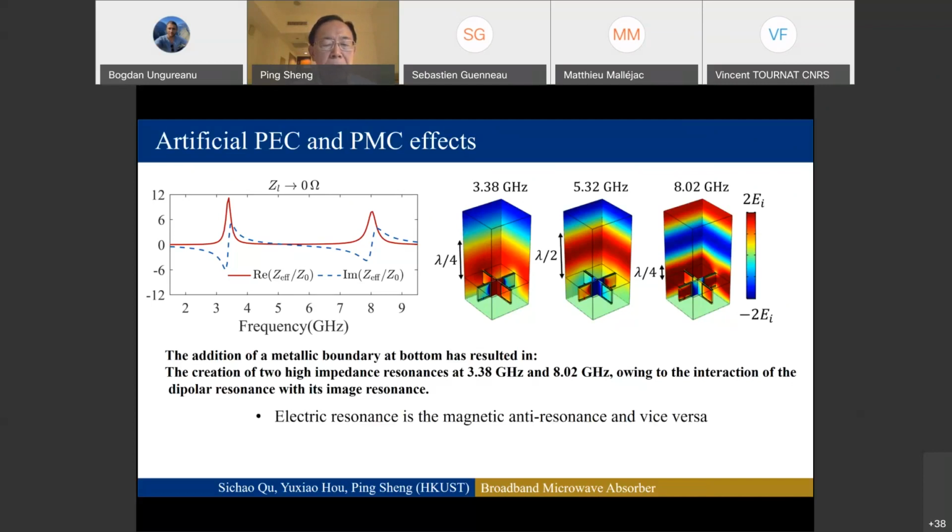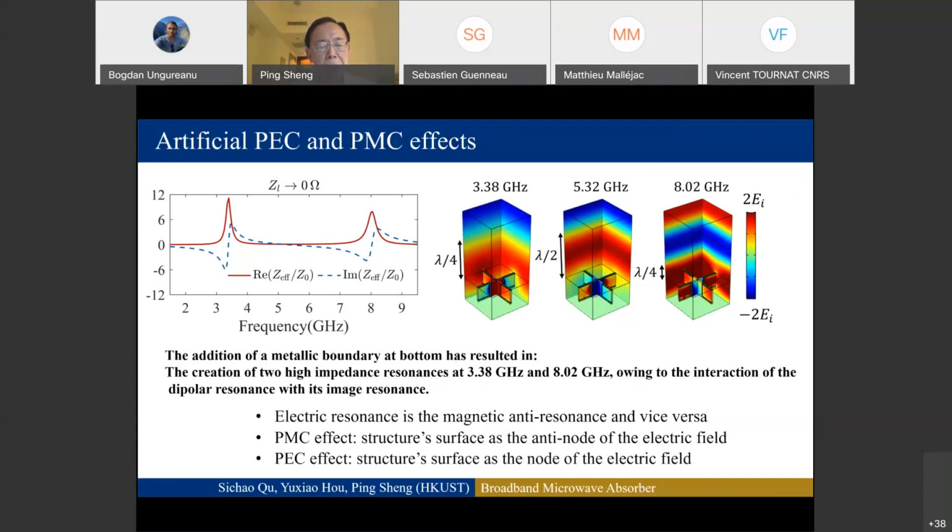And so the electric resonance is essentially the magnetic anti-resonance and vice versa, okay? And the PMC effect, that's what I've already told you about, the PEC effect. I already mentioned that. So let me explain how these two high impedance resonances occur. And high impedance means large magnetic permeability, as I mentioned in the beginning.